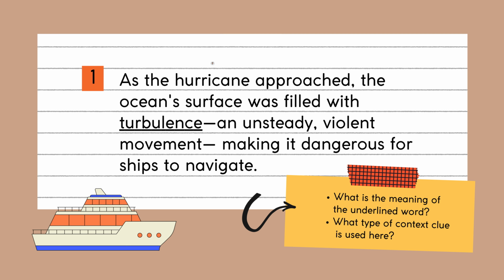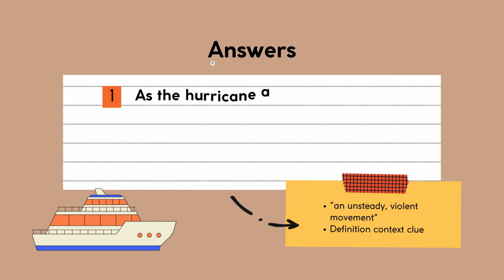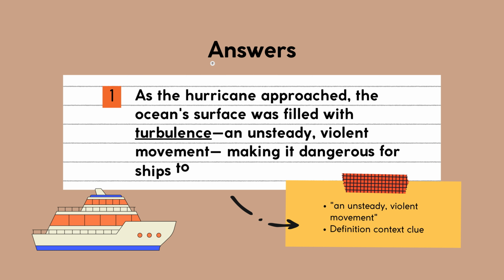What type of context clue is used here? The underlined word is turbulence. Let's try and answer that together. I'm pretty sure you all guessed it by now. The word turbulence means an unsteady, violent movement. And the type of clue here is definition context clue.